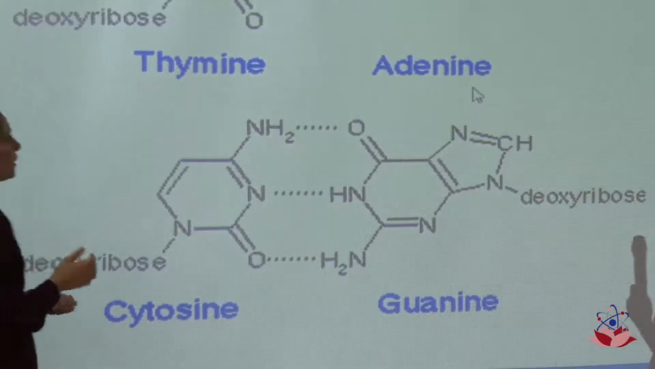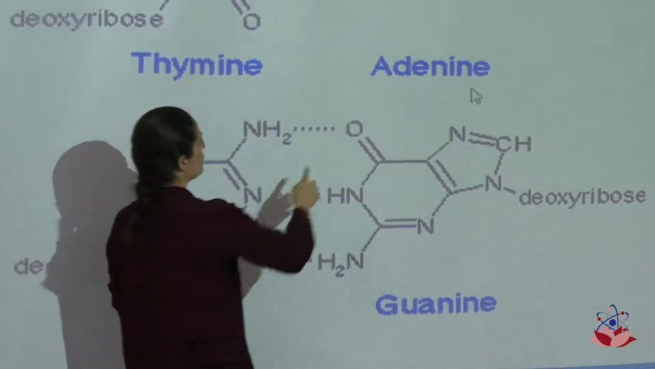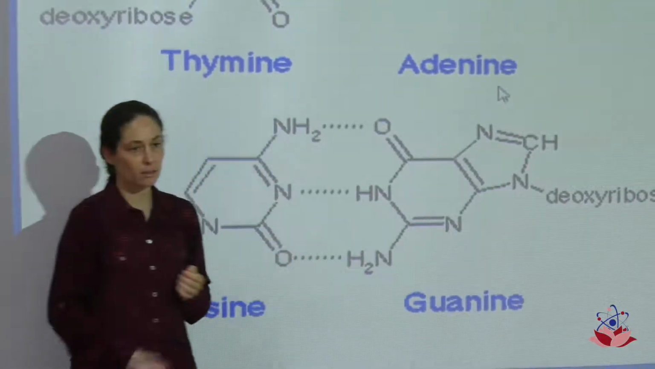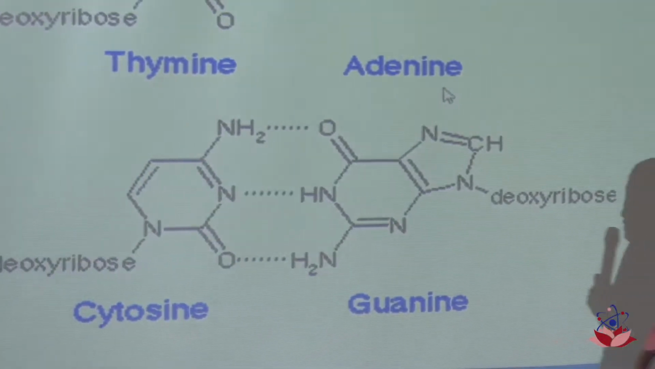So DNA will not look right if you tried to put A with either C or G. It wouldn't work.